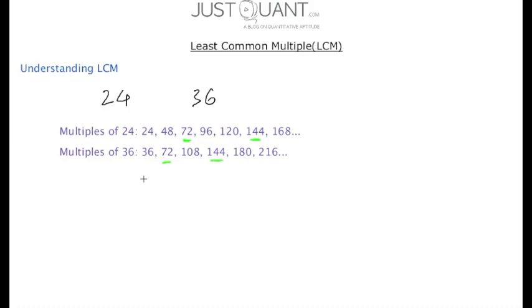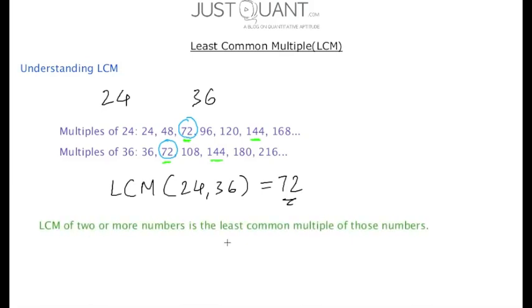And among these common multiples, 72 is the least common multiple to both 24 and 36. Hence, the least common multiple or the LCM of 24 and 36 is 72, right? Hence we have the LCM of two or more numbers is the least common multiple of those numbers.